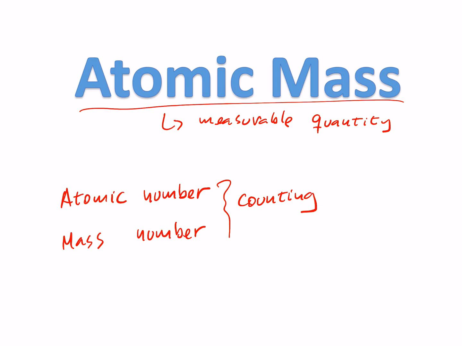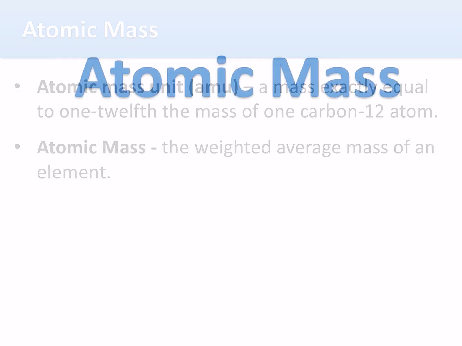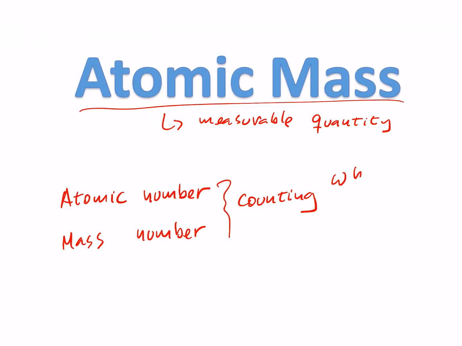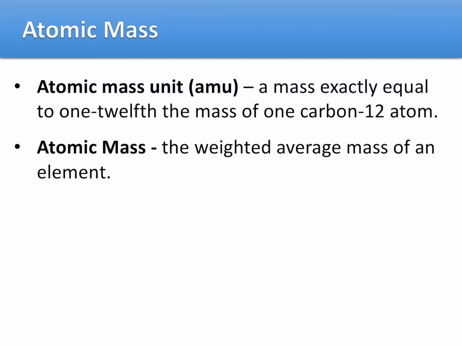So make the distinction between those two. When you are referring to the atomic number and the mass number, you are thinking in terms of whole numbers. However, the atomic mass is going to be a decimal number. That's the main difference between these two. So, more definitions to make when working with atomic mass.